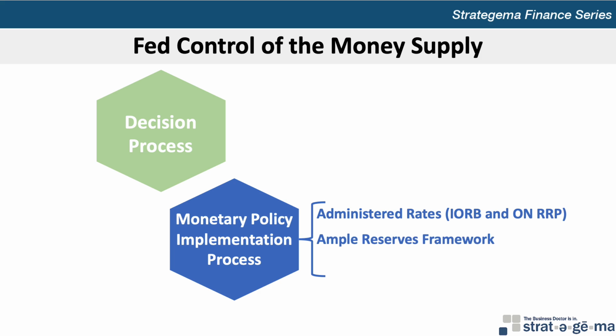Under the ample reserves framework of monetary policy implementation, the Fed can influence the federal funds rate by changing the two administered rates, IORB and ONRRP. Under the scarce reserves framework of monetary policy implementation, the Fed can influence the federal funds rate through the purchase or sale of Treasury securities in the secondary market.